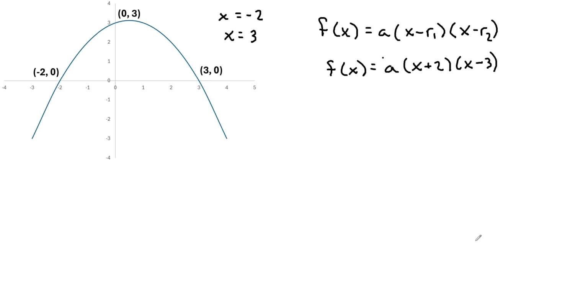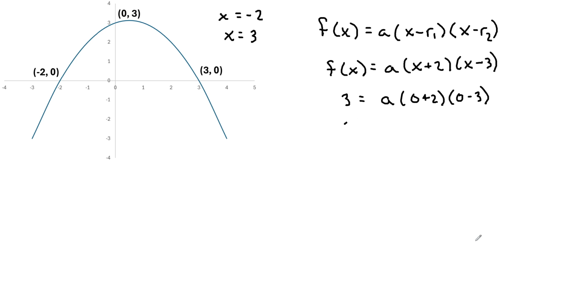And now what we can do is we can solve for a. And the way that we do this is we use the location of our y-intercept. So (0, 3). So we'll plug in a 3 on this left-hand side of the equation, and we'll plug in a 0 for each of the x's over here. So we'll write 3 is equal to a times (0 plus 2) times (0 minus 3), and then we can solve for a.